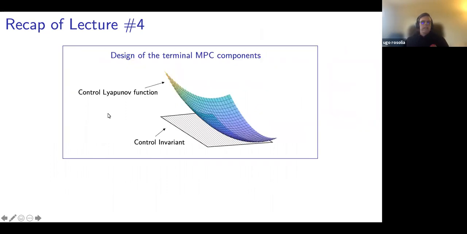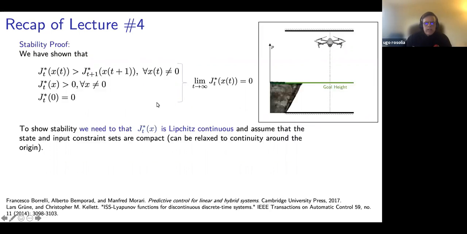Okay, so in summary, in last week's lectures, we discussed how we can design the terminal components of a model predictive controller. And in particular, before we move to this slide, actually, are there any questions about stability and recursive feasibility?